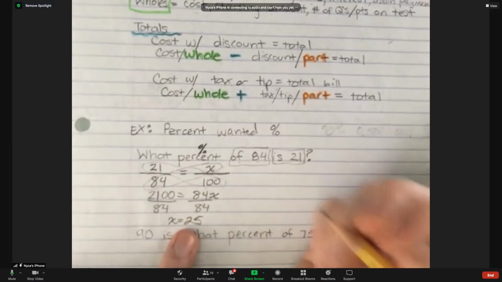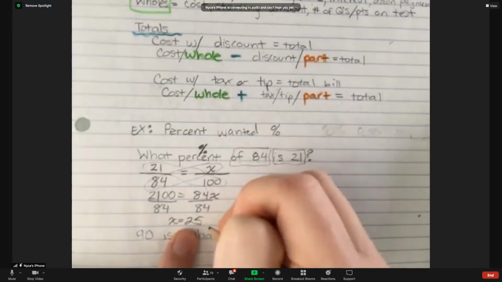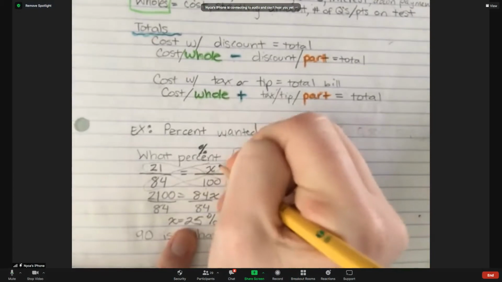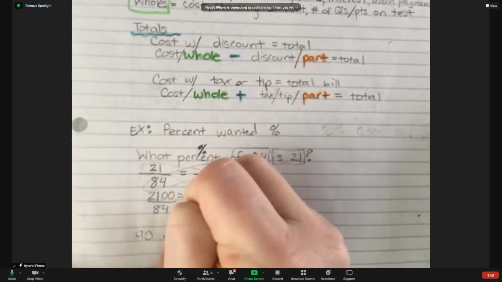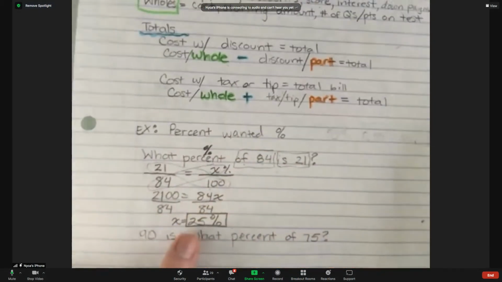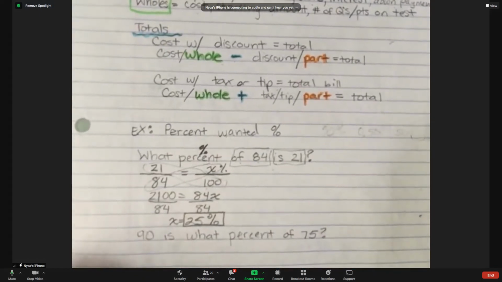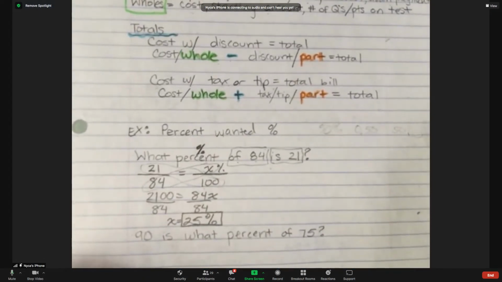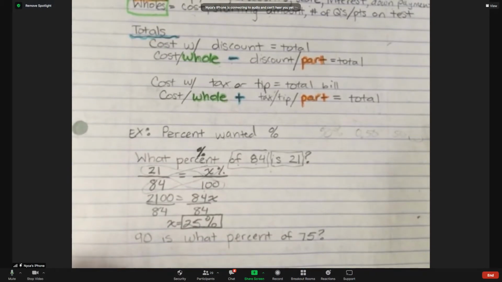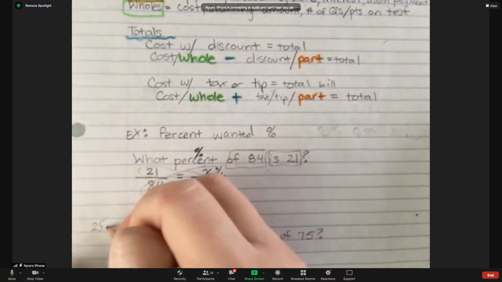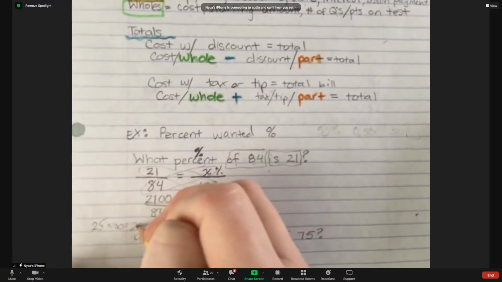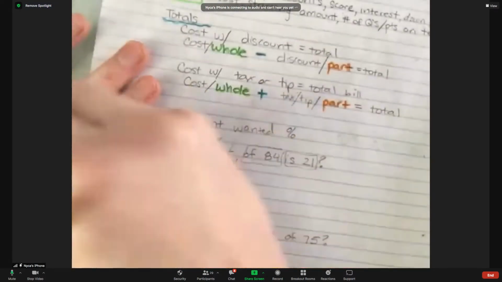What does that mean? It is not just 25. Please don't forget, it's 25%. If you do not add the percent sign, it is wrong. It needs to have the percent sign because a whole number is different than a percent. All right, because a whole number is technically a decimal, which means you would have to times it by 100. So if you left 25 there, then 25 times 100 is 2,500%. So it's important. Put the percent sign so that it's correct.